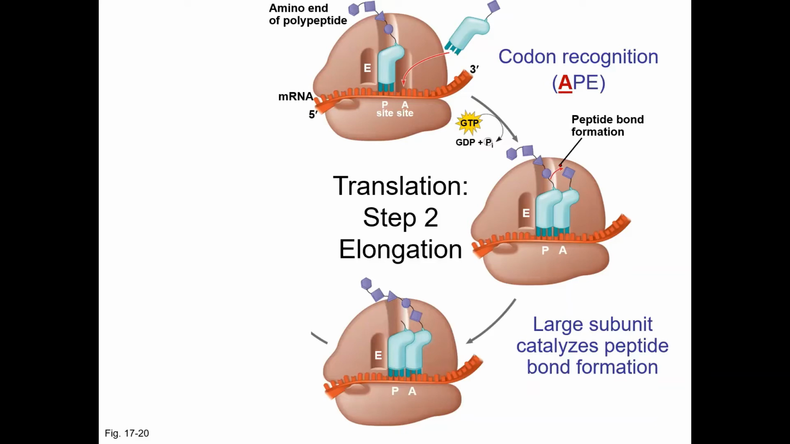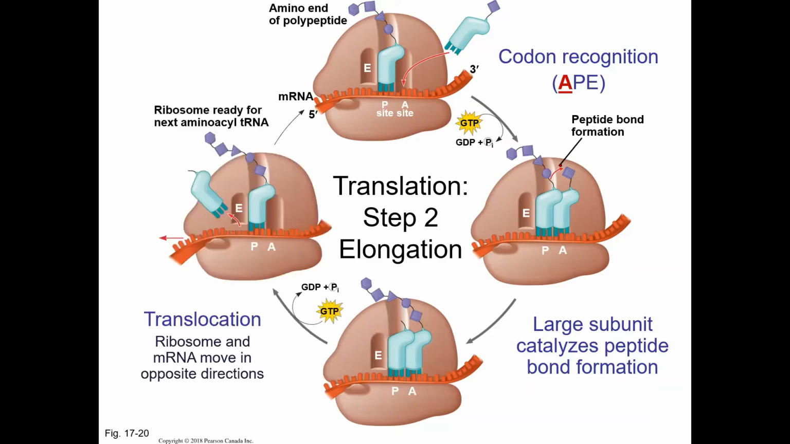So all we need to do is reset and make sure things are at the beginning of this cycle. So the last step is something called translocation, and that's where everything shifts over. You can see my note there. It says the ribosome and the messenger RNA move in opposite directions. It's like you're sitting on a bench and someone says slide over, and you slide over. And if you're at the end of the bench, you're going to fall off the end of the bench.